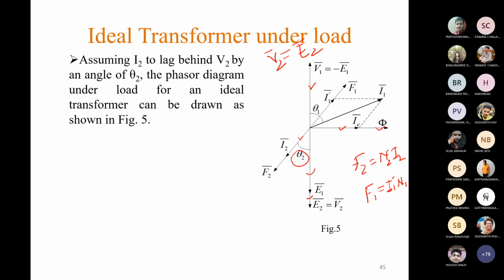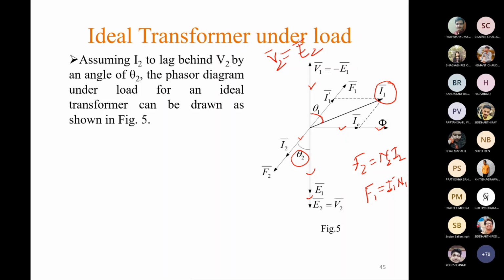Now if we find the resultant of I1 dash and IE, then we will get the total primary current I1, and the angle between I1 and the applied voltage V1 is the primary phase angle, which is theta 1. Is it clear? Yes, sir. Anyone having any doubt?